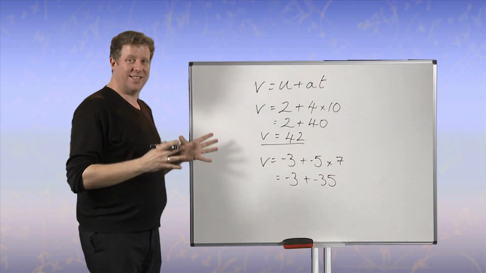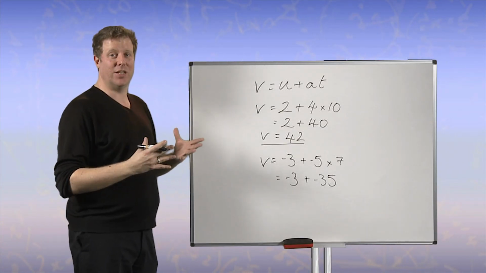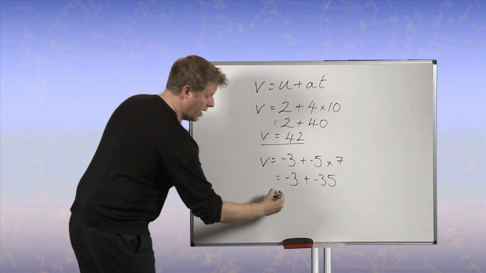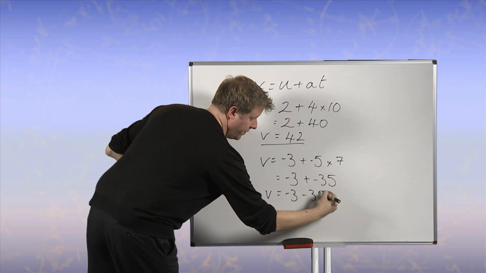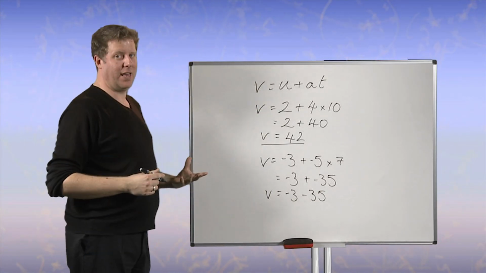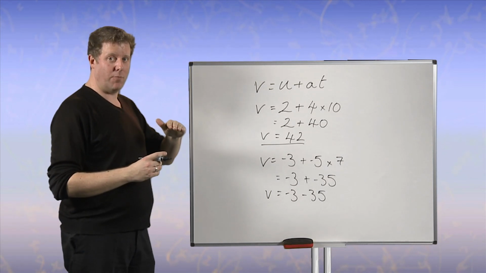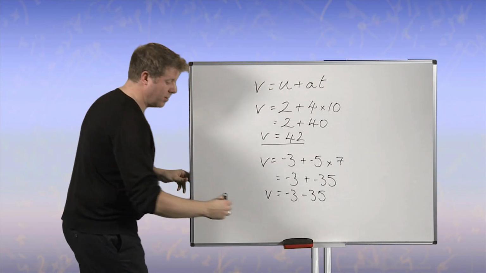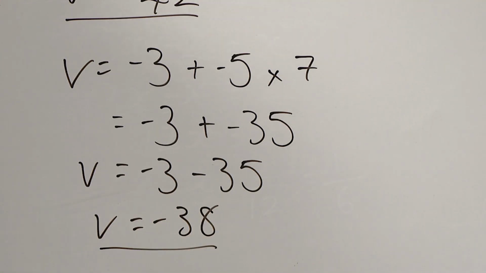Remember, if you have a plus and a minus together there in the middle of the sum, the minus will take precedence because essentially what you're doing is adding a negative number. So we're going to subtract that and it will give us a final answer of minus 3 subtract 35. Be careful again with the negative numbers. It's essentially, imagine minus 3 degrees on a temperature scale and it goes down another 35. So our final answer here would be V equals minus 38.